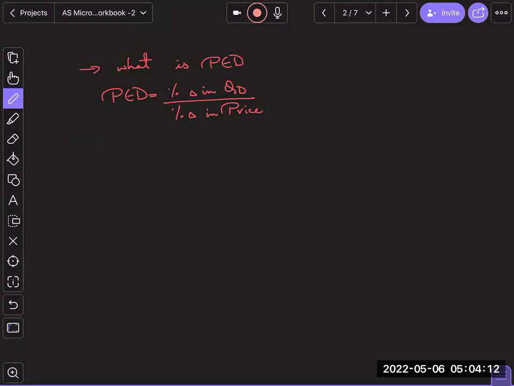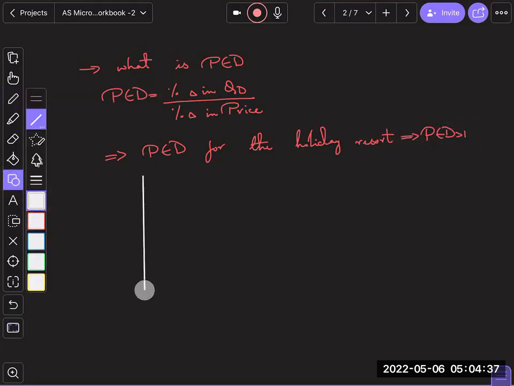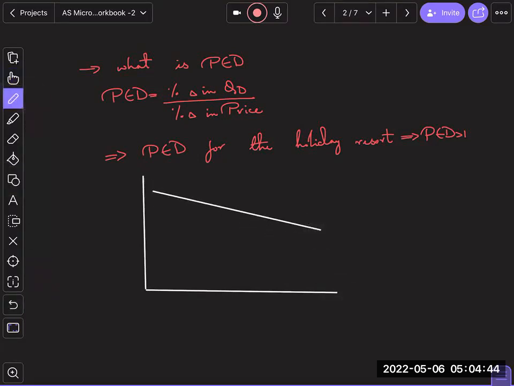It's a luxury. Right, one it is a luxury, and the proportion of income spent on holiday resorts and so on is also high. That is why PED for the holiday resort should be greater than 1, and when it is greater than 1, what can the firm do? The firm can decrease the price.